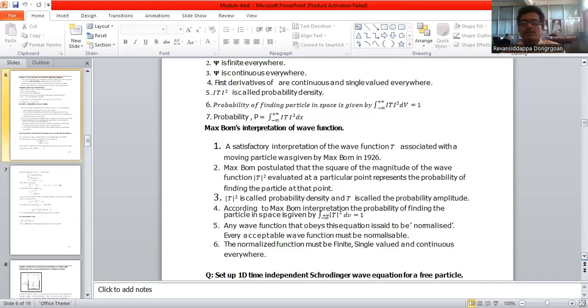Two or three marks, he may ask you to write this, so it will be included in the properties. The probability of finding the particle must and should satisfy equation 1.